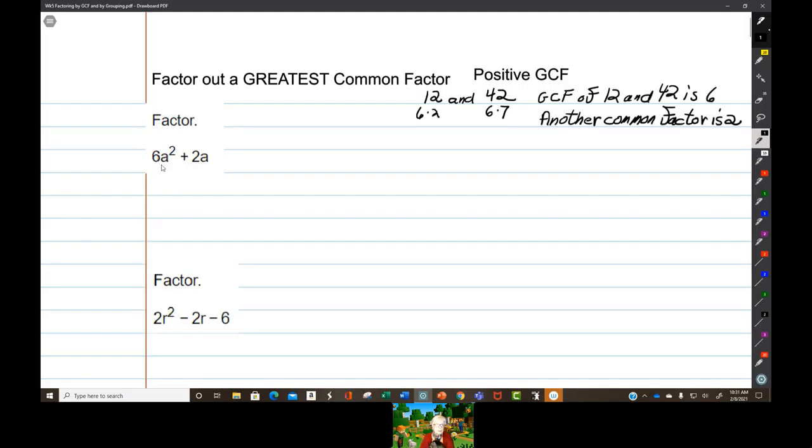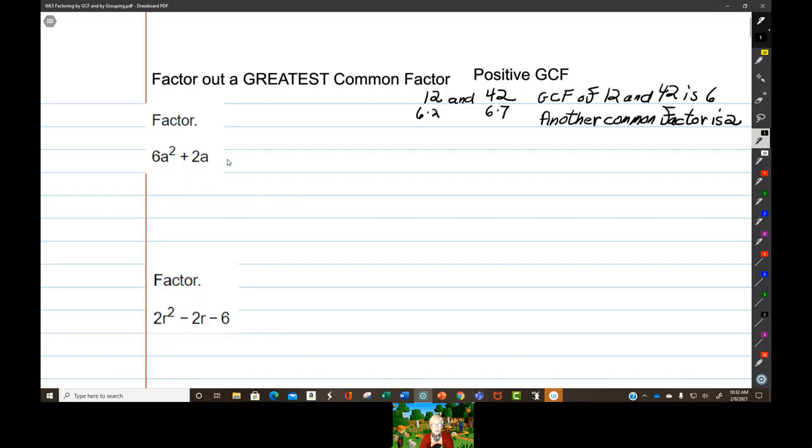Here I have two terms. This is a polynomial, bringing back the little crash course you had in polynomials. This is a quadratic binomial. And we're going to factor this by GCF. Factor is take apart into terms that you can multiply together to get 6a squared plus 2a.